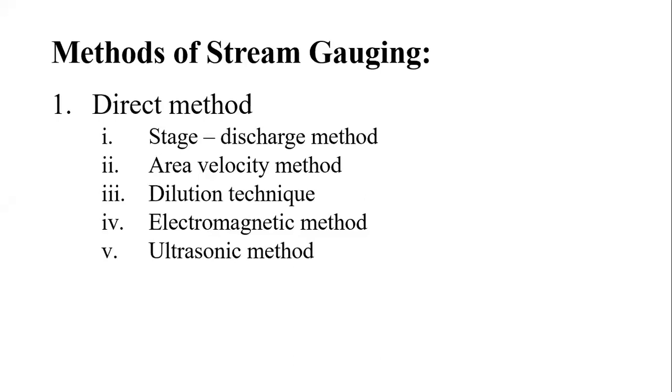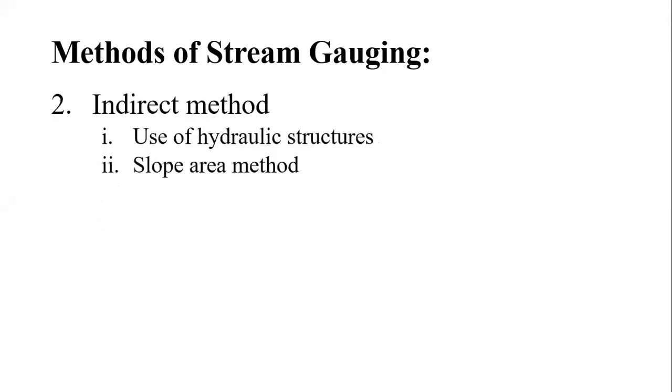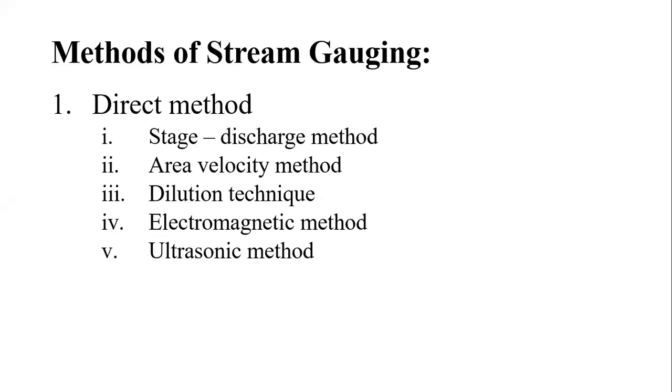First one is stage discharge method, second one is area velocity method, third one is dilution technique, fourth one is electromagnetic method, and fifth one is ultrasonic method. Okay, now in the second method, that is the indirect method, they either use the application of hydraulic structures or it is measured by the slope area method. Means indirectly we take the help of those things and we calculate the discharge or water passing through that particular stream or river. So mainly there are two methods of stream gauging, direct method and indirect method.